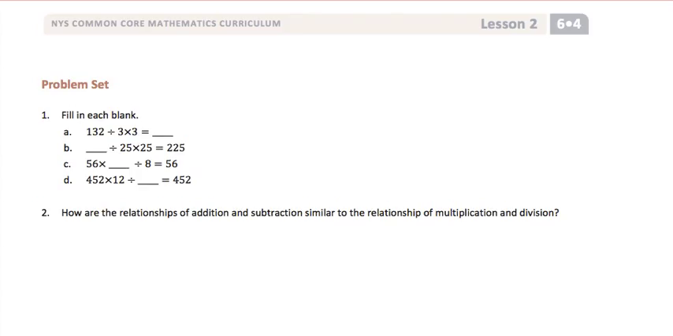I'll just make one final observation on the problem set. Just like with addition and subtraction, multiplication and division erase each other. So if I start with 132 and I'm dividing by 3 and then multiplying by 3, you could assume that you're going to end with the same number. And of course you will.